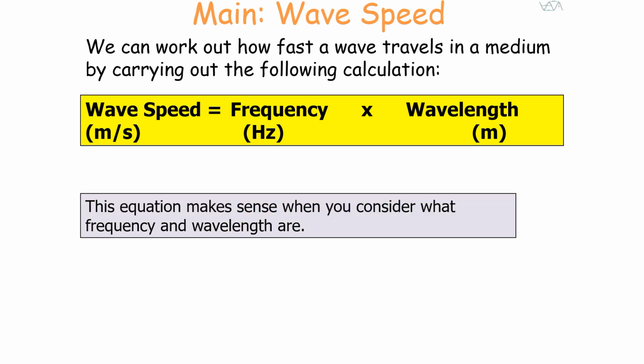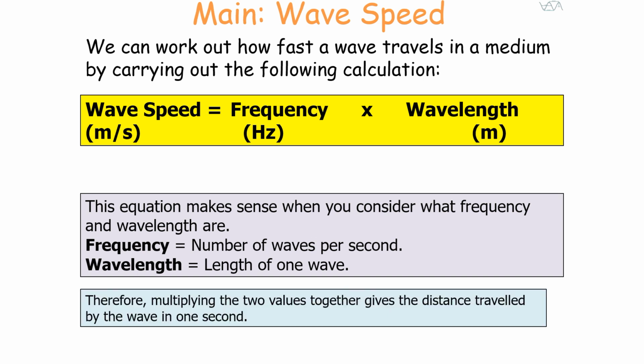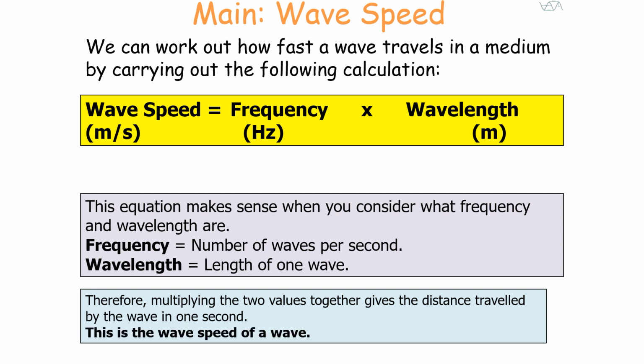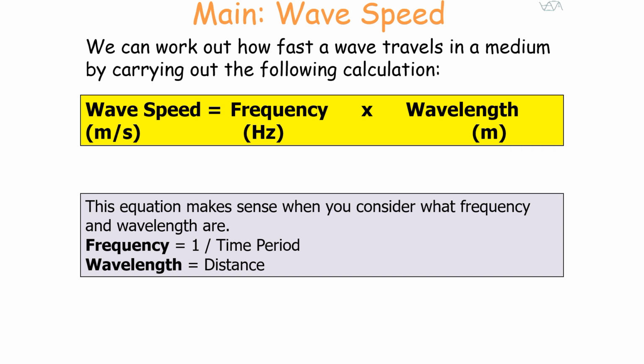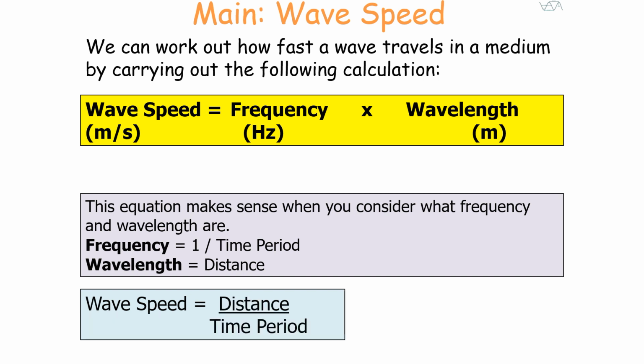Now this equation makes sense when you consider what frequency and wavelength are. Frequency is the number of waves every second, and the wavelength is the length of one wave. So if you multiply the two values together, you're getting the distance travelled by the wave in 1 second, which is what the wave speed is, because we know frequency is 1 over time period and wavelength is just distance. So wave speed is 1 over time period times distance, therefore wave speed is distance over time period.